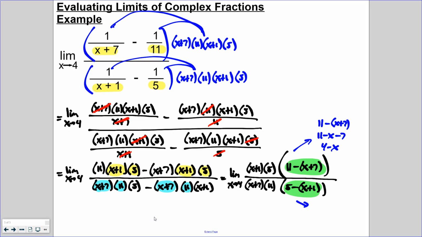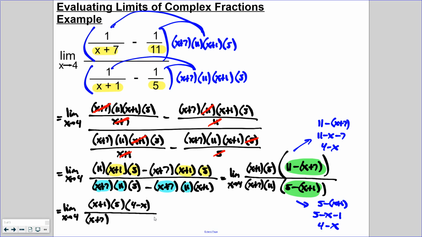And then on the denominator, we'll do a similar thing. We have 5 minus the quantity (x plus 1). We can distribute in the negative to get 5 minus x minus 1. And that's going to give us 4 minus x. So now we can replace that. So let's see if I can squeeze this in. This is going to give us the limit as x approaches 4 of (x plus 1) times 5 times (4 minus x) all over (x plus 7) times 11 times (4 minus x).